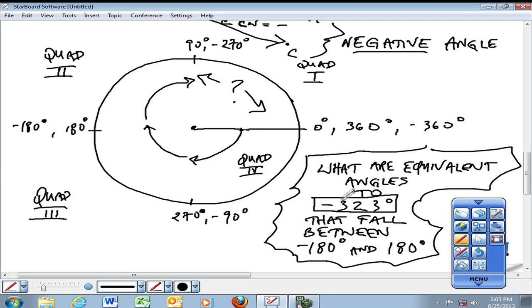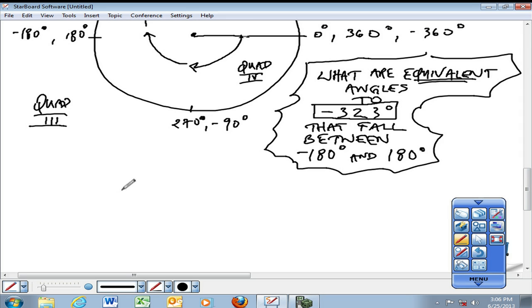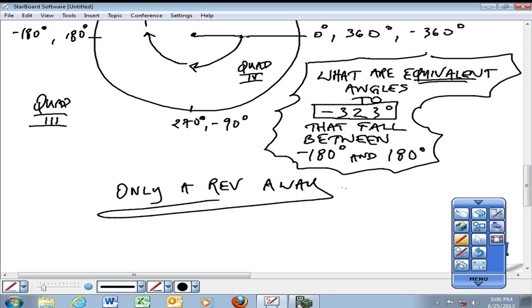So we know that negative 323 degrees is somewhere in quadrant 1. We know that because we made it this far, that's negative 270, but if we hit here, we've gone too far, that's negative 360. What I'd like to suggest is one way to get to what are called equivalent angles is to remember that equivalent angles are only a revolution away from each other.